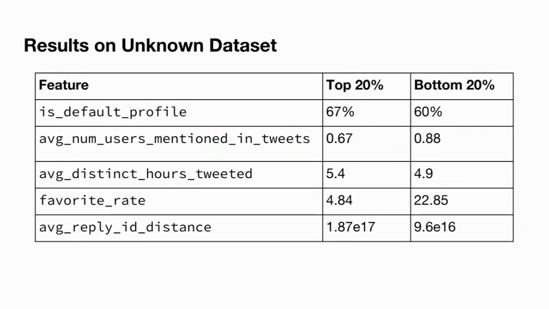And so again, to compare those particular attributes that were pretty successful in helping identify bots or not, we looked at those accounts that had the highest percentages. They had more default profiles than those in the bottom 20%. They also mentioned users less. Those bot accounts also tweeted more often. They actually were favoriting fewer tweets. They were less active on the platform. But also, even though those numbers are very large, they're pretty similar, really. And so we didn't really find any big differences between the average reply ID distance.